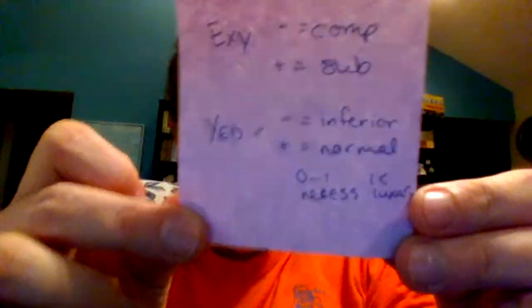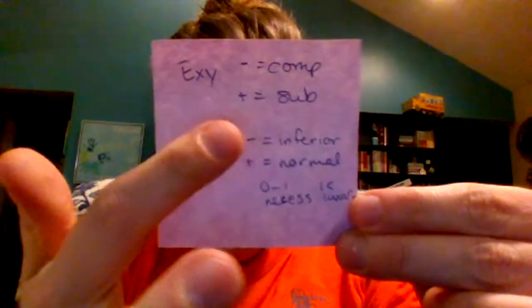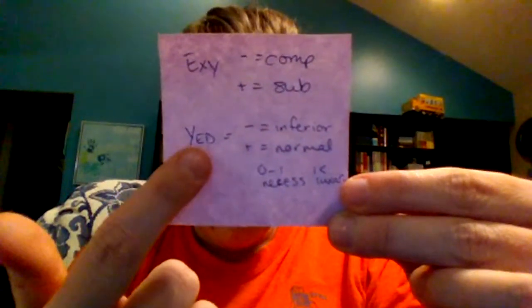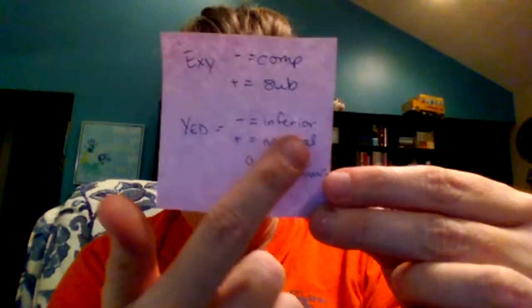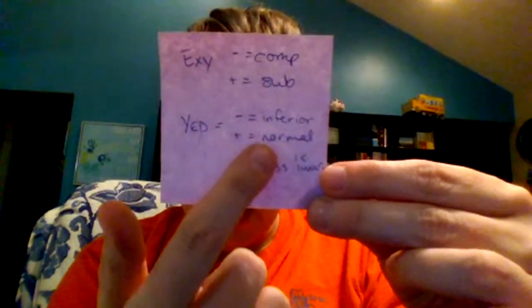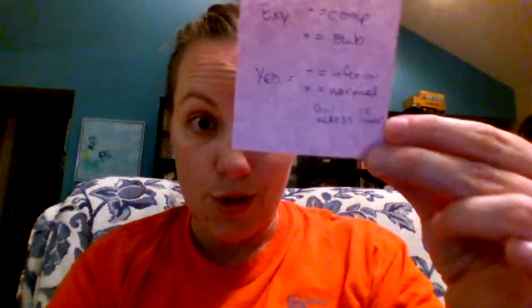Income elasticity. If income elasticity is negative, what does that mean? I also wrote this down to show you guys just in case you needed to know. When EXY, that's cross price elasticity of demand, is negative, it's a complement. If it's positive, it's a substitute. If income elasticity of demand is negative, it's an inferior good. If it's positive, it's a normal good. If it's 0 to 1, it's considered a necessity. And if it's greater than 1, it's considered a luxury item. So those are your ranges for those elasticities.